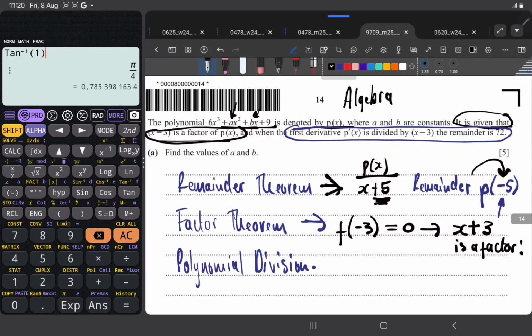If f of negative 3 is giving you 0, it means the remainder is 0 when you divide by x plus 3. Because you put minus 3, the factor will be x plus 3. If you put 3, the factor will be x minus 3. You change the sign. So here we are saying f of negative 3 is 0. That means x plus 3 is a factor, which means it is something that divides and gives us a remainder of 0.